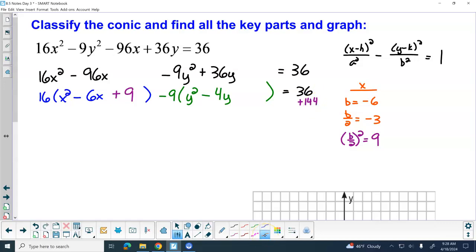Then I have to go do my y's. My b here is now negative 4, which means when I divide that by 2, that's negative 2. And when I square that, that's 4. So really I'm adding 4 here, but what am I doing on the left side? I'm subtracting 36, right? Because negative 9 times 4 is negative 36. So I've got to subtract 36 from that side.